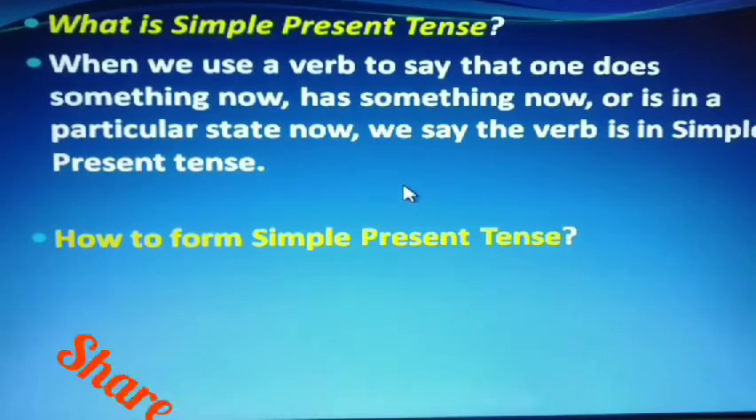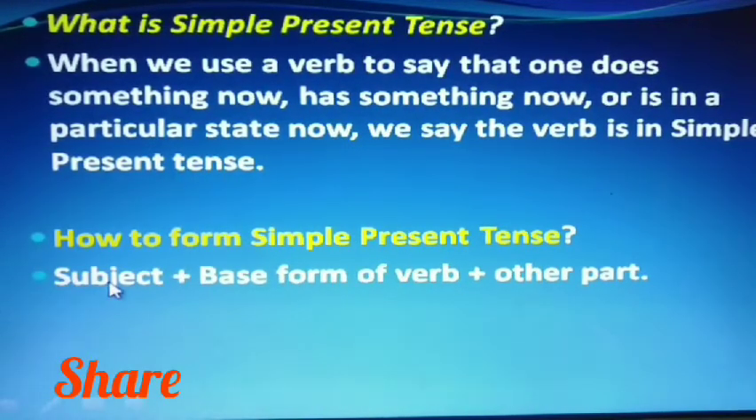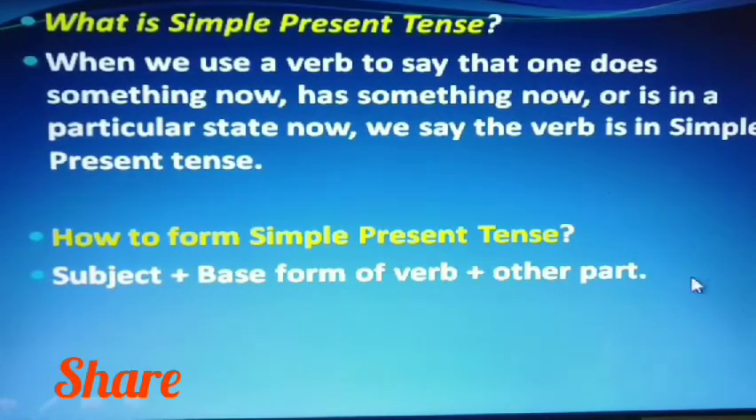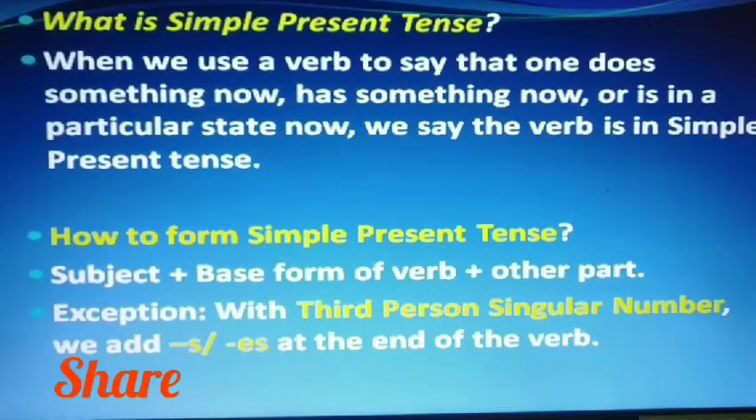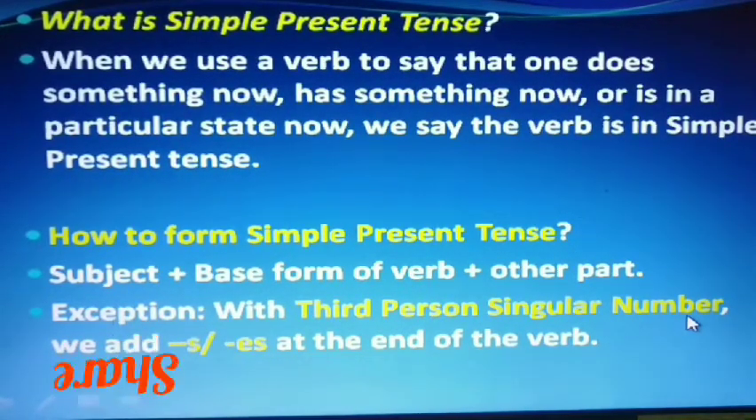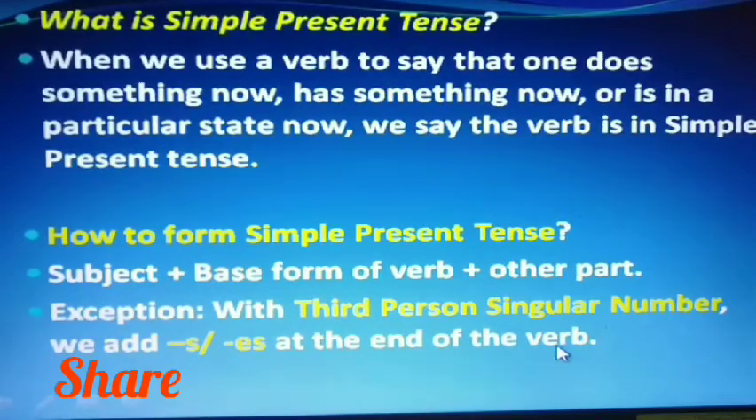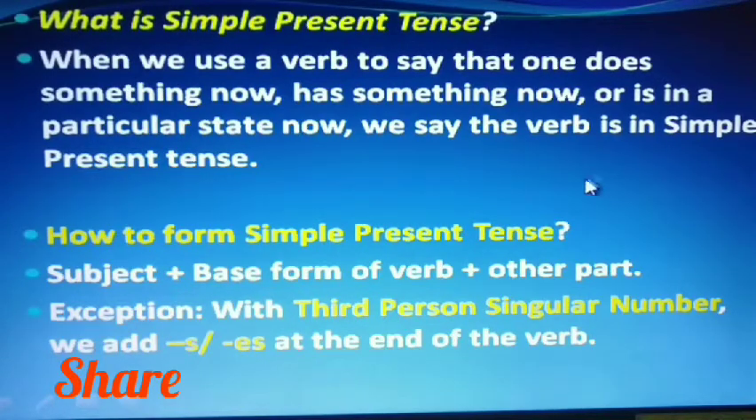How to form simple present tense? It is very easy to remember. We use subject, base form of the verb or the main form of the verb and other parts of the sentence to form simple present tense. You must remember one exception. When the subject is third person singular number, we add s or es at the end of the verb to use simple present tense.